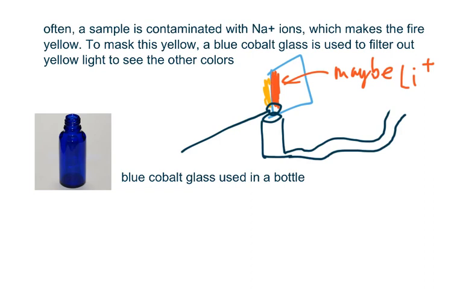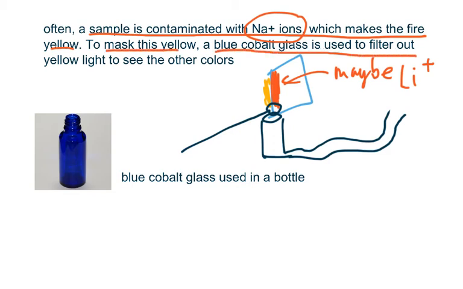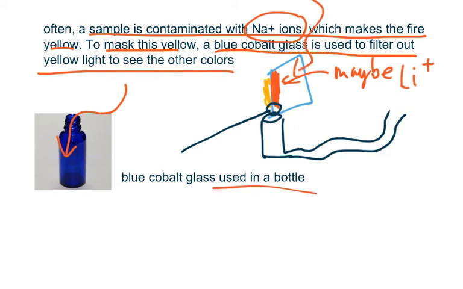So let's now talk about how to fix the contamination of sodium ions. So often a sample is contaminated with sodium plus ions, which makes the fire yellow. To mask this yellow, a blue cobalt glass is used to filter out yellow light to see the other colors. So as you can see, this is blue cobalt glass used in a bottle, and in this case, it's actually used as like a plate whenever we use flame test.